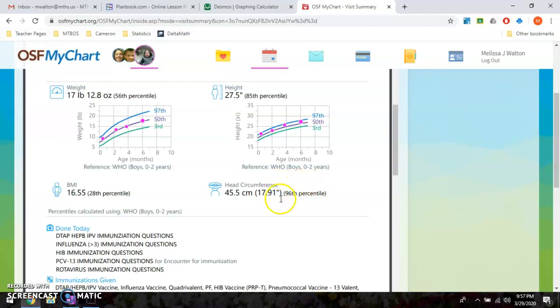Well, if you are in the 96th percentile for head circumference, that means you have a bigger head than 96% of other babies at that size. 56th percentile, that means that his weight was bigger than 56% of the population. BMI, at this moment in his life, he was a longer baby. He was in the 28th percentile for BMI in comparison with his weight and height. I promise you that has changed. So that is what a percentile is.